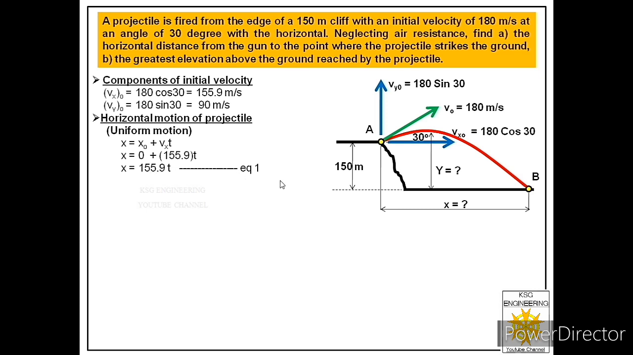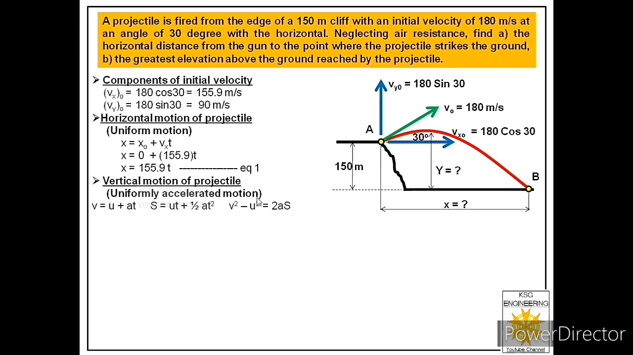Now we will consider vertical motion of the projectile. And we know the vertical motion of projectile is uniformly accelerated motion. And for uniformly accelerated motion, 3 equations are applicable. V is equal to u plus at, s is equal to ut plus half at square, v square minus u square is equal to 2as. Now we will use these equations one by one for this problem given to us.